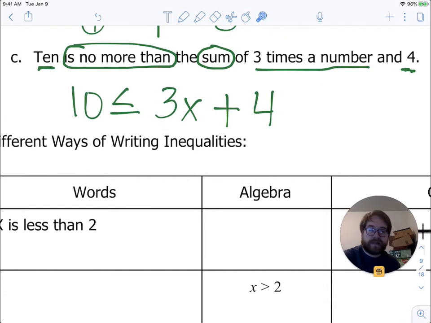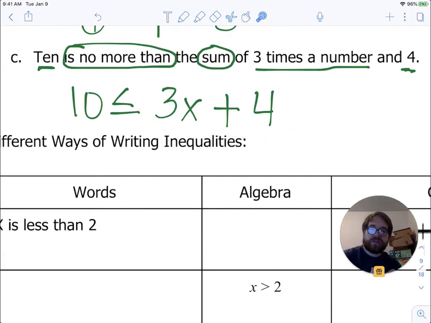The sum of 3x and a number 4, or 3 times a number and 4. So that's what that one would look like. Just be careful, no more than means less than or equal to. So if it says 10 is no more than, it's 10 is less than or equal to, and then this is the sum of 3 times the number and 4, 3x plus 4.